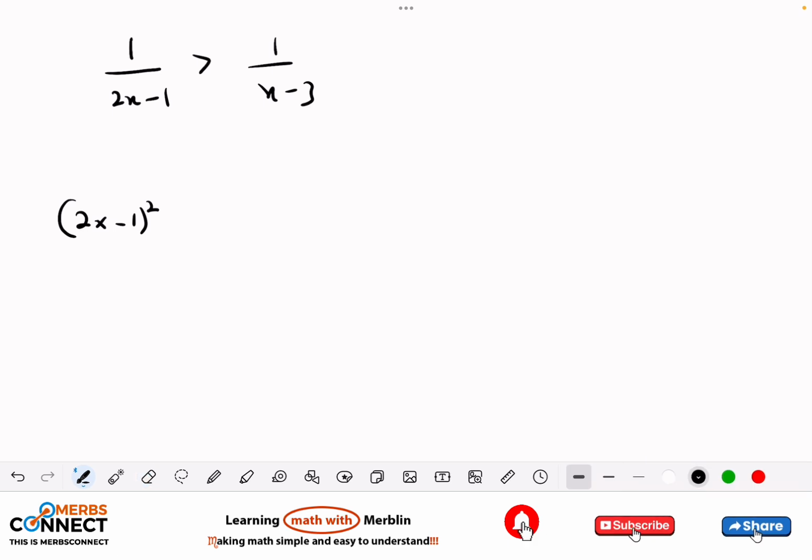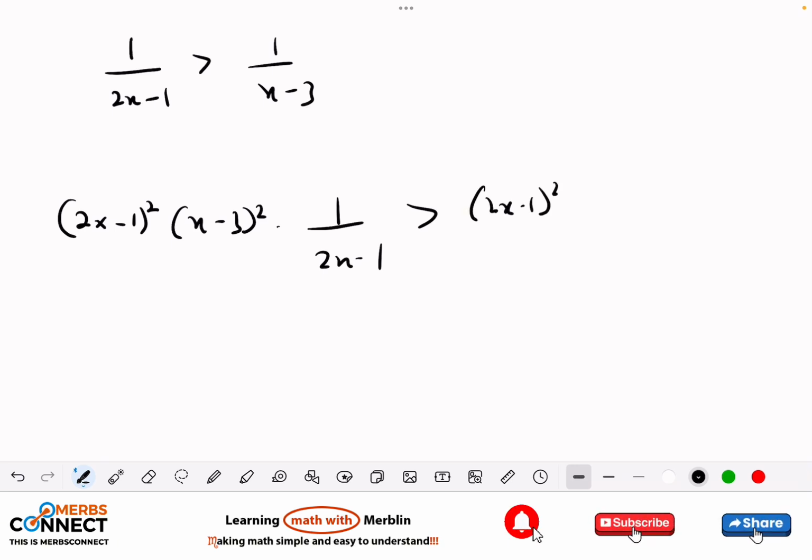So what I've done is I've squared this. I'll square this one too, which is also x minus 3 squared. Then I'll multiply the left and then the right. 2x minus 1 greater than, so x minus 1 squared, x minus 3 squared, then times 1 over x minus 3.